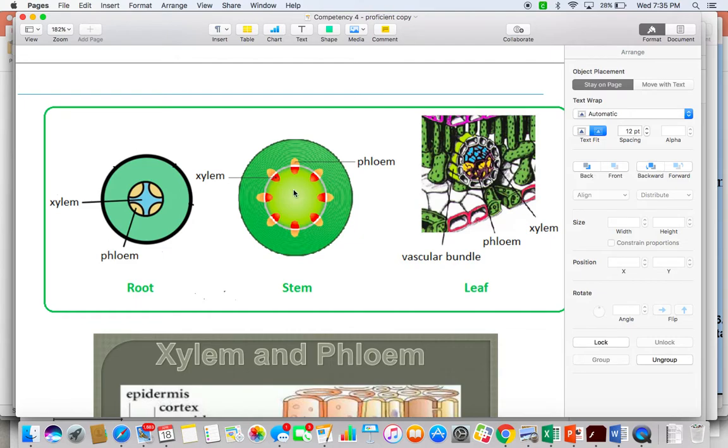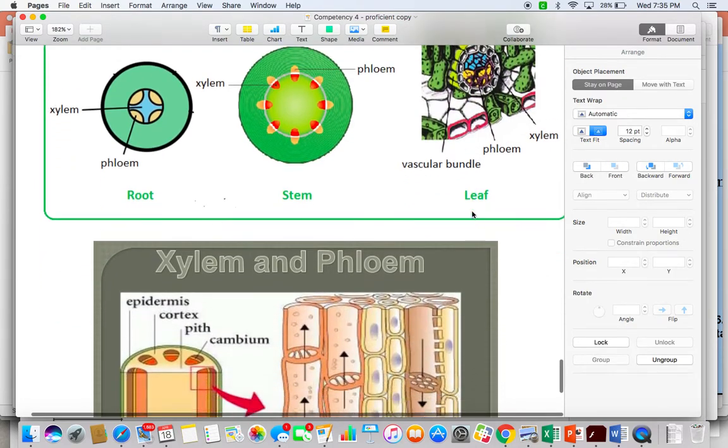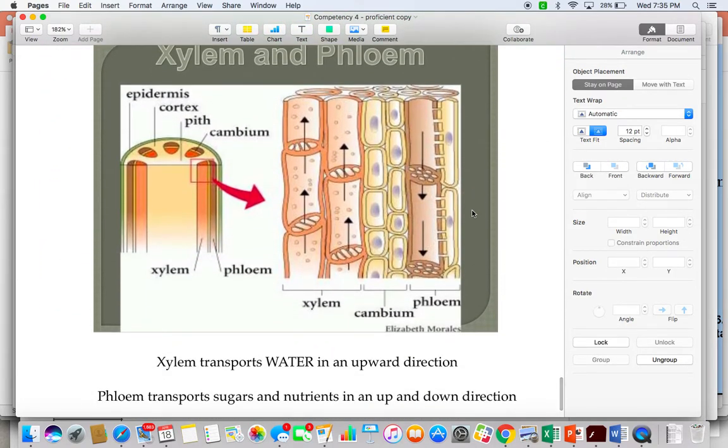So when I think about this, I think the most important thing is in the middle, and so water is most important, so that's why the xylem is in the middle. These are, of course, housed within the leaf, so it's inside the middle of the leaf. This is just another picture of the xylem and the phloem, and both of them literally are like little tubes that run all the way through the plant.